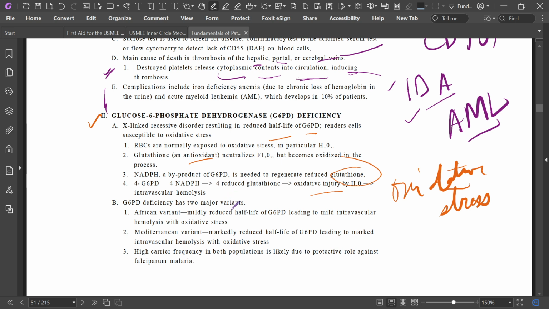In the African American variant, there is a mildly reduced half-life of G6PD leading to mild intravascular hemolysis. In the Mediterranean variant, there is markedly reduced G6PD leading to marked intravascular hemolysis. There is a high carrier frequency in both populations, likely due to a protective role against falciparum malaria.